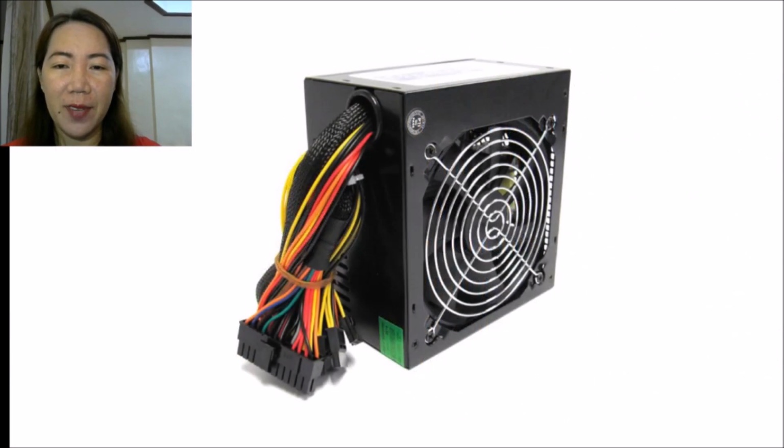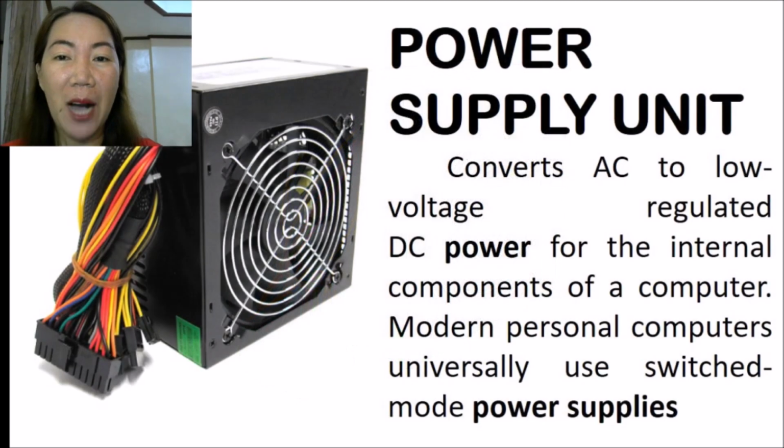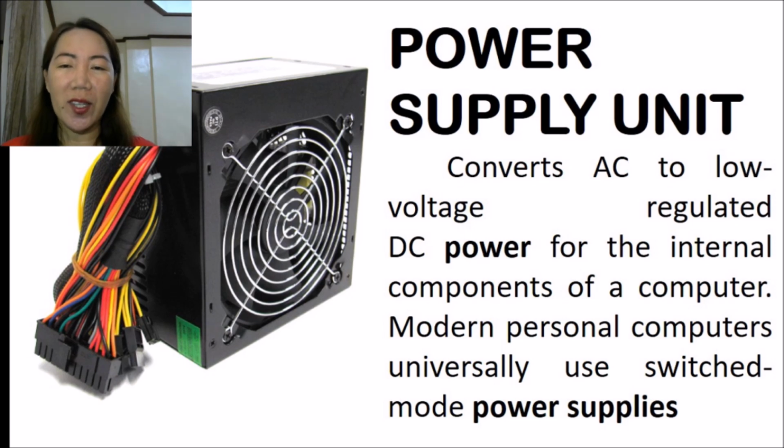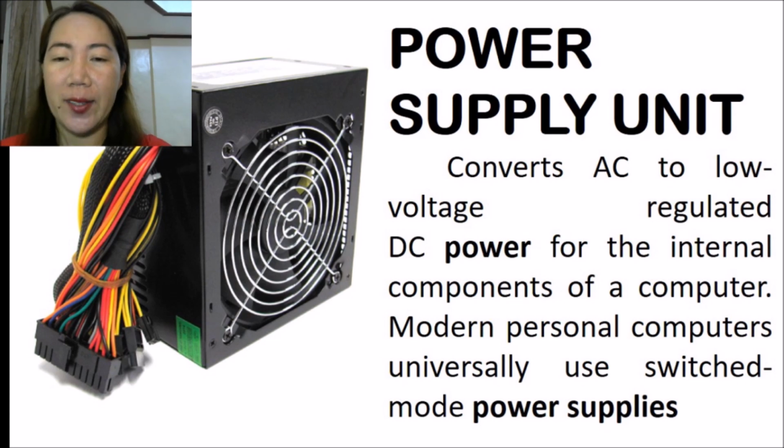Next we have, okay, that one. What do you call that one? 3 seconds. 1, 2, 3. Time's up. The answer is power supply unit. Now, what is the function of your power supply unit? It converts AC or alternating current to low voltage regulated DC or direct current power for the internal components of a computer. Modern personal computers universally use switch mode power supplies.